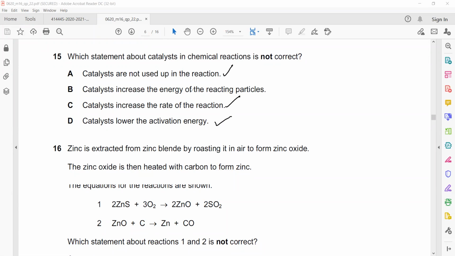They don't change the energy of the particle. They make it lower activation energy. So they're not changing the energy of the particle, but the energy at which the reaction starts, they lower that so the particle can undergo a chemical reaction. So B is the right statement.